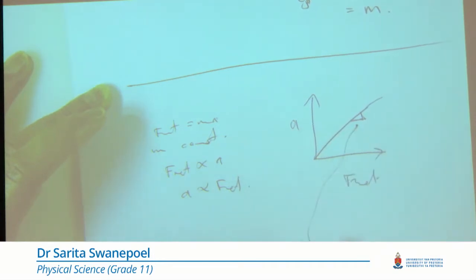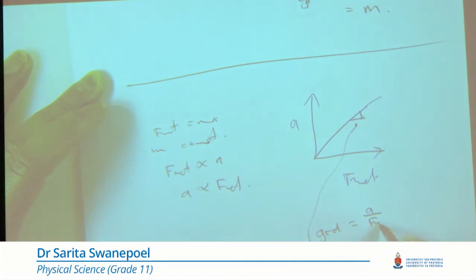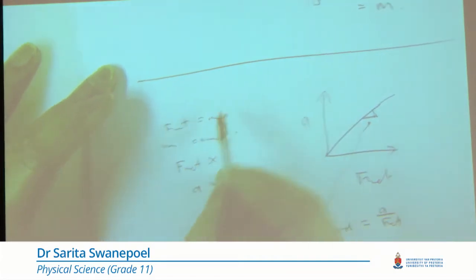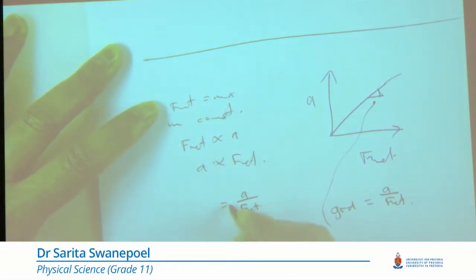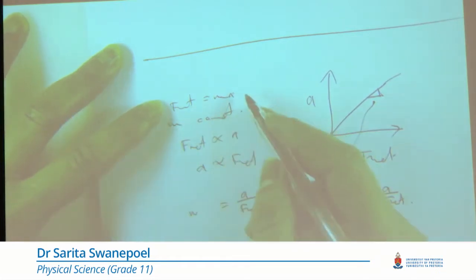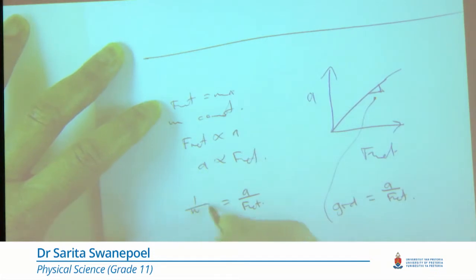Now, if I look at the gradient, it should be change in y-axis over change in x-axis. Is that right? So now, what is A over F net? A over F net should be equal to... A over F net, taking M over to the other side.